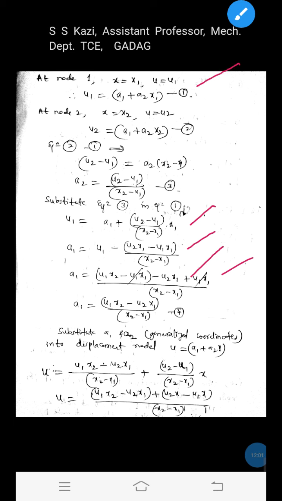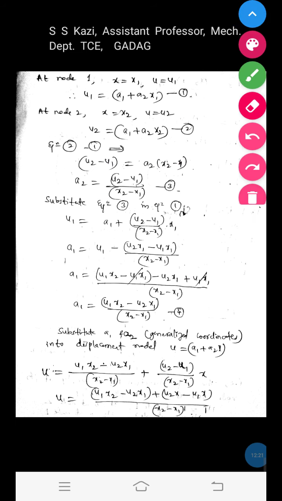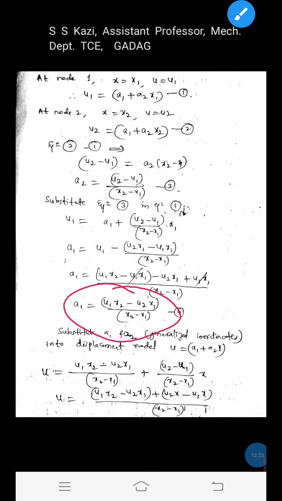Now see here, first we have applied the conditions. X is equal to x1, u is equal to u1. We got the first equation. X is equal to x2, u is equal to u2. If you substitute, we got second equation. Now by solving these two equations, we got a2 value, and if you substitute the a2 value in one of the equations, we will get a1. Okay, now a1 we will get u1 x2 minus u2 x1 divided by x2 minus x1.